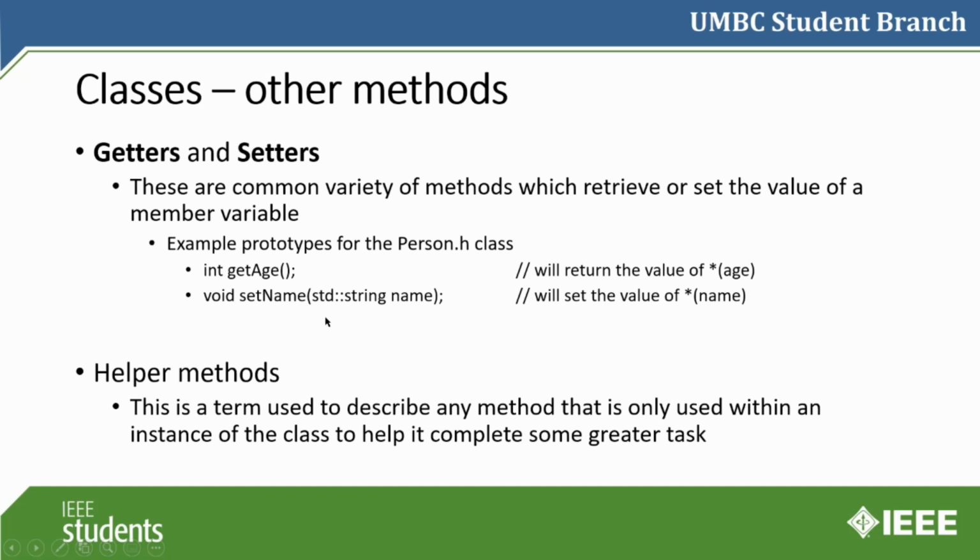Another common kind of method is called the helper method. This is a term used to describe any method that is only used to help the class do something else. These kinds of methods are generally private methods, and it's also possible to have a helper function. It's just that would be a function that helps another function do its job.